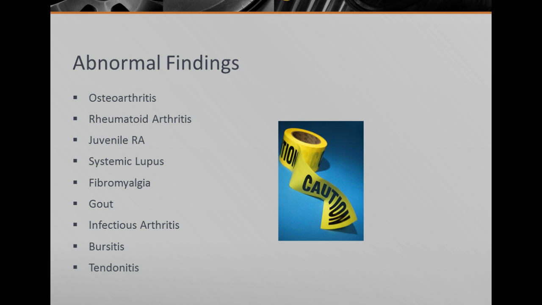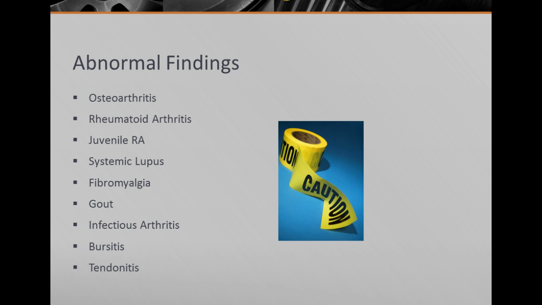Fibromyalgia is a chronic disease that is characterized by pain in the muscles and soft tissues that support the surrounding joints. Pain is experienced in tender points of the head, neck, shoulders, and hips. Gout is a type of arthritis caused by uric acid crystal deposits in the joints. The deposits cause inflammation, pain, and swelling in the joint.